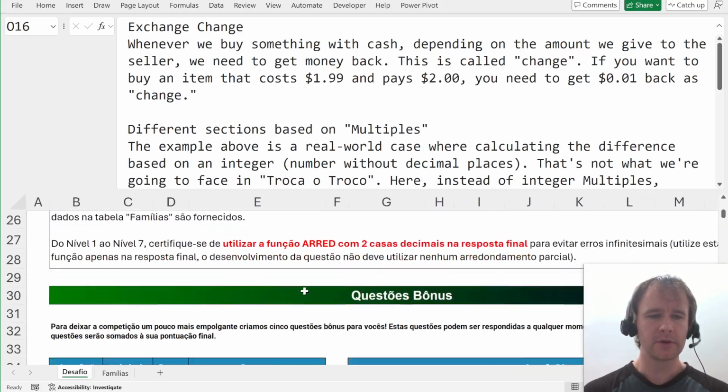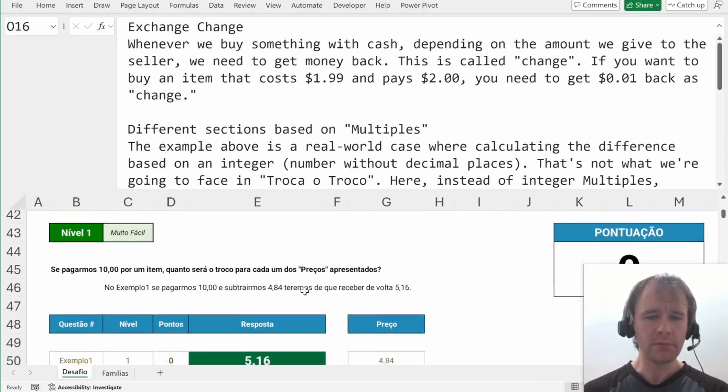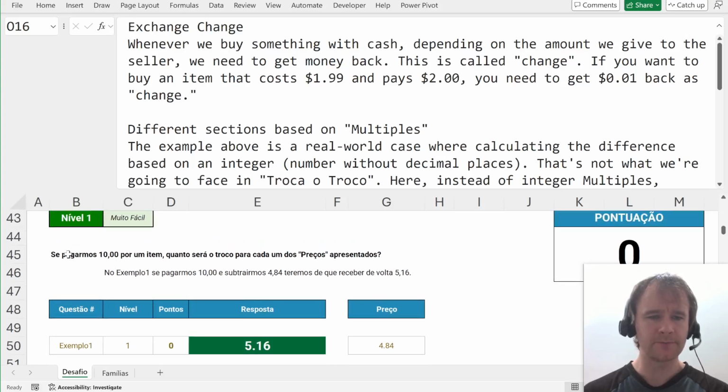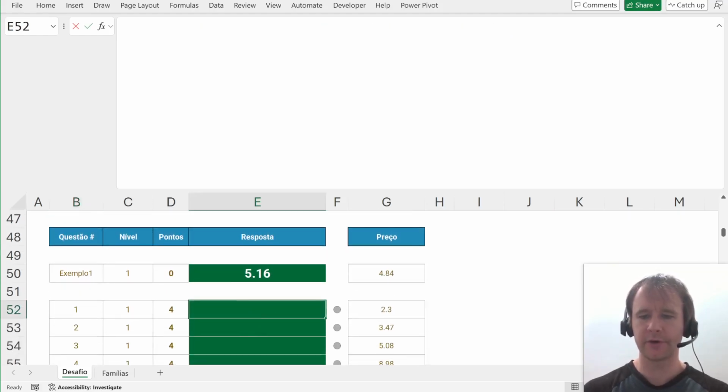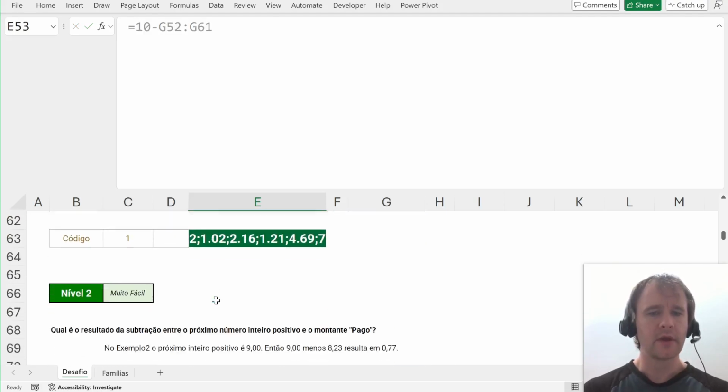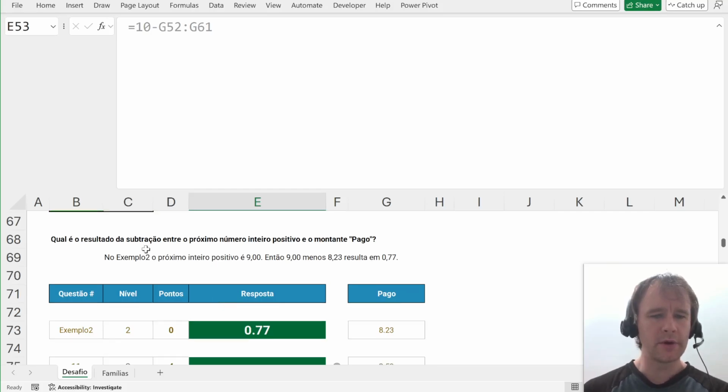Okay, so let's go straight to the levels first. So if we pay 10 for an item, what would our change be? Okay, so we're starting off pretty light. So let's do 10 minus each of these. Hooray. Okay, what is the result of subtracting between the nearest whole number and the amount paid?